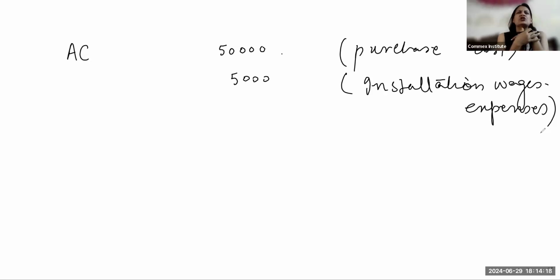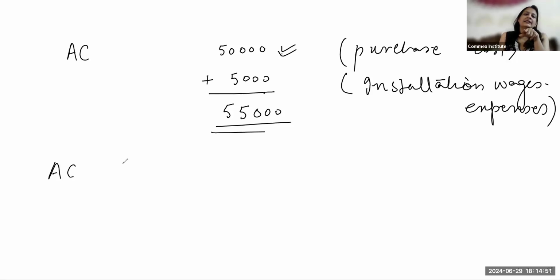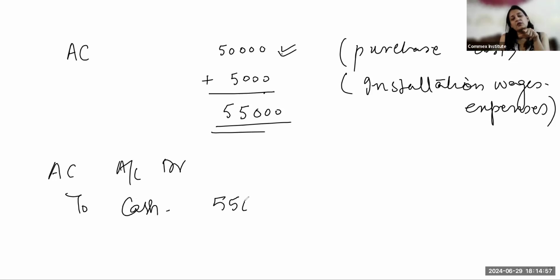Suppose we buy any big machines, those machines have to be installed there. So the engineers, the technical people will come and install it and make it ready for use. Any other such expenses will be added to the cost of the AC only. So my AC will not be only this 50,000, the bill which I've paid, but even the installation charges, before it is put to first use, will be added to the cost of AC only. So my AC will be 55,000. So my entry would be AC account debit to cash or bank, whatever, 55,000.